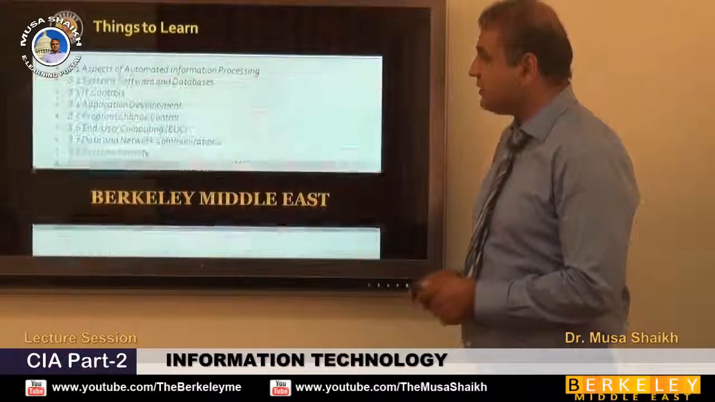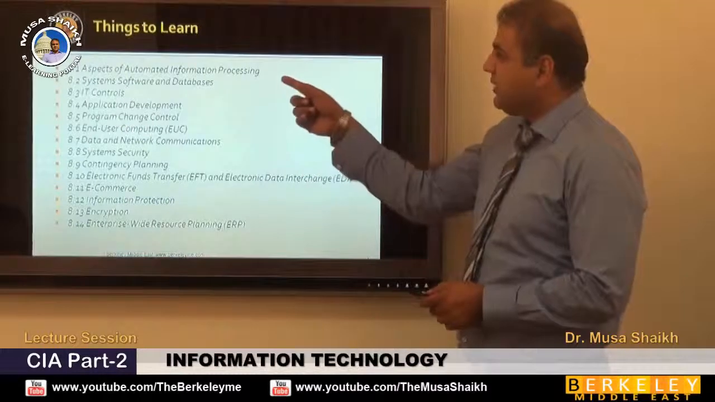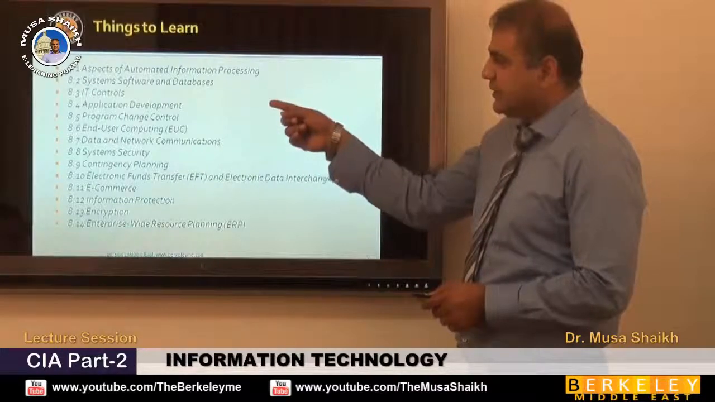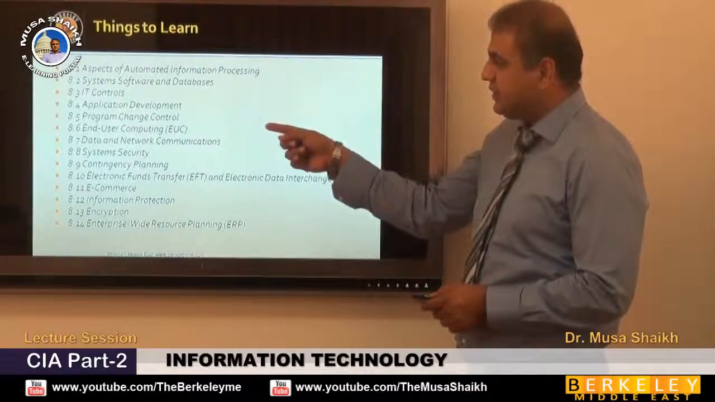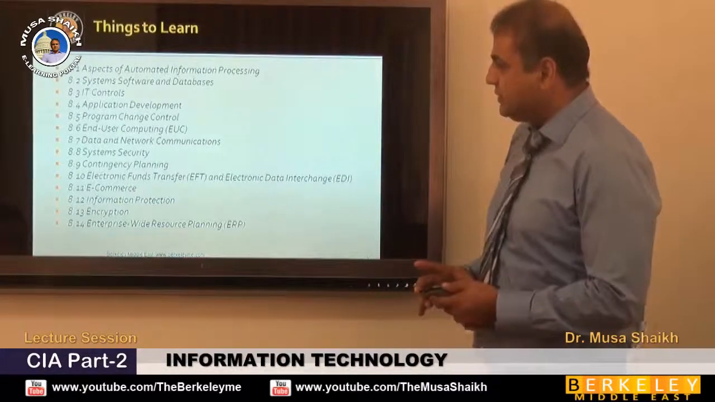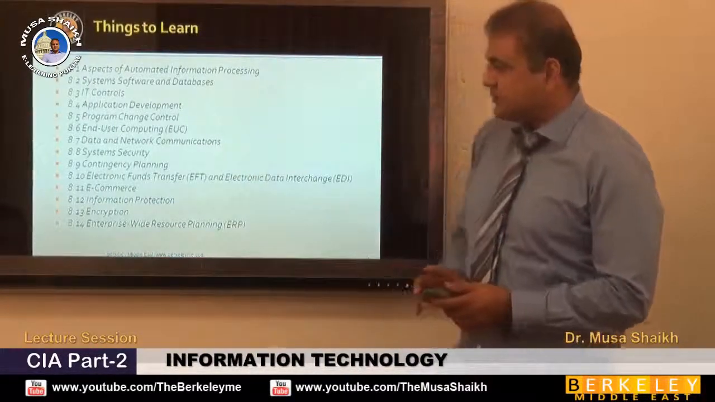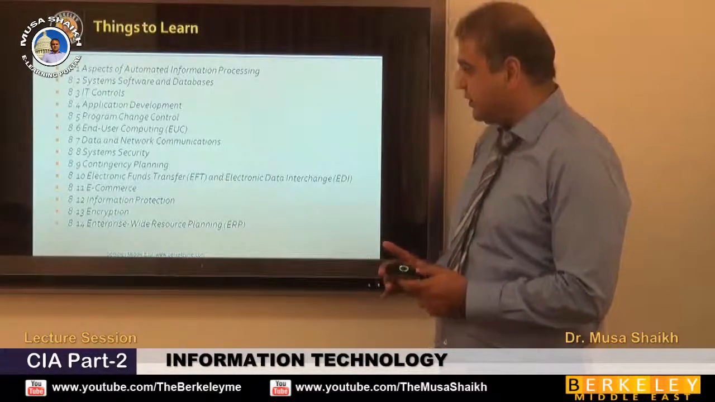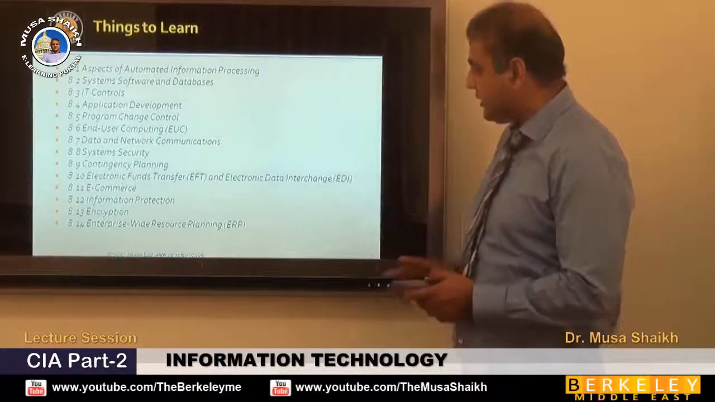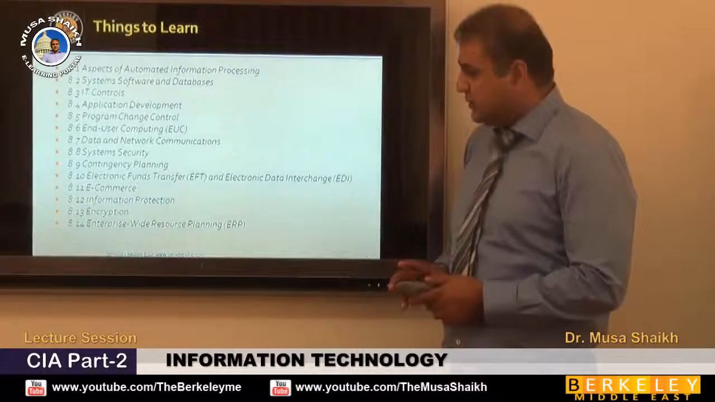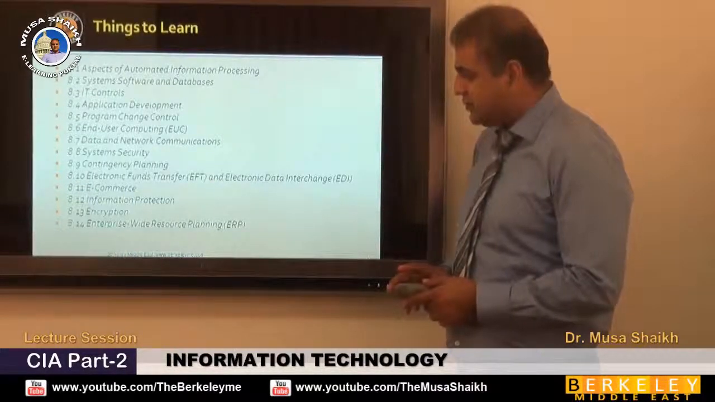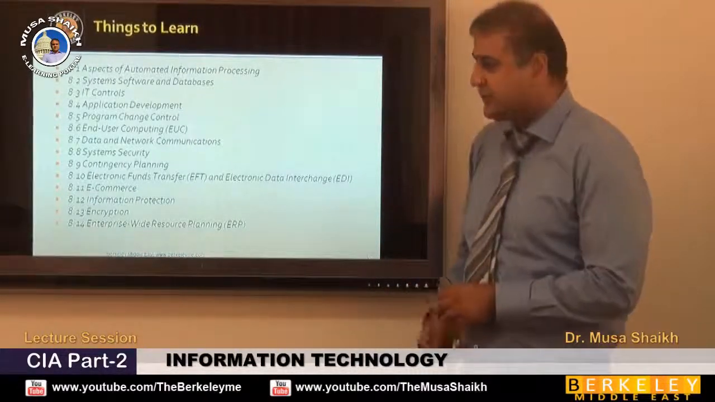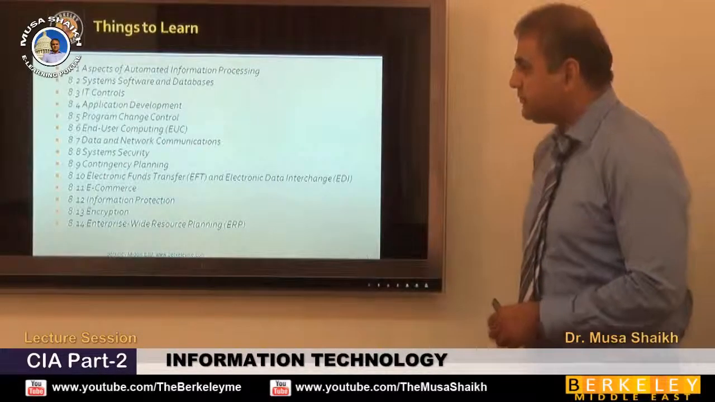Let's talk about information technology. Aspects of automated information processes, system, software and database, IT controls, application development, program change controls, end user computing, data and network communication, system security, contingency planning, EFT, electronic fund transfer, and electronic data interchange, e-commerce, and information protection, encryption, enterprise-wide resource planning, ERP. Now let me give you some idea about it.